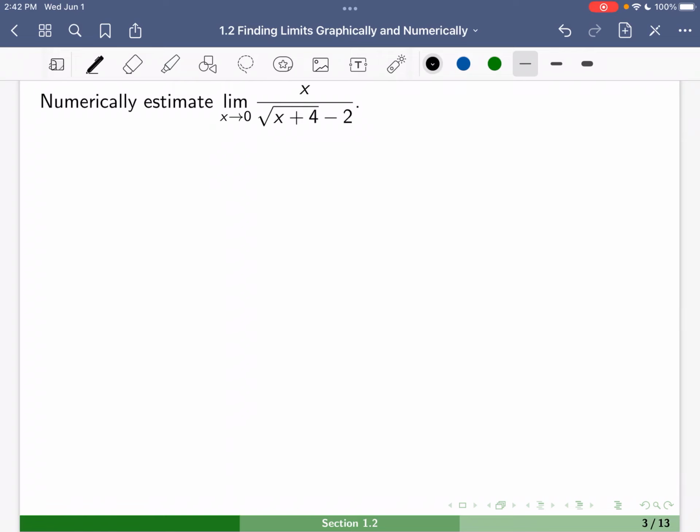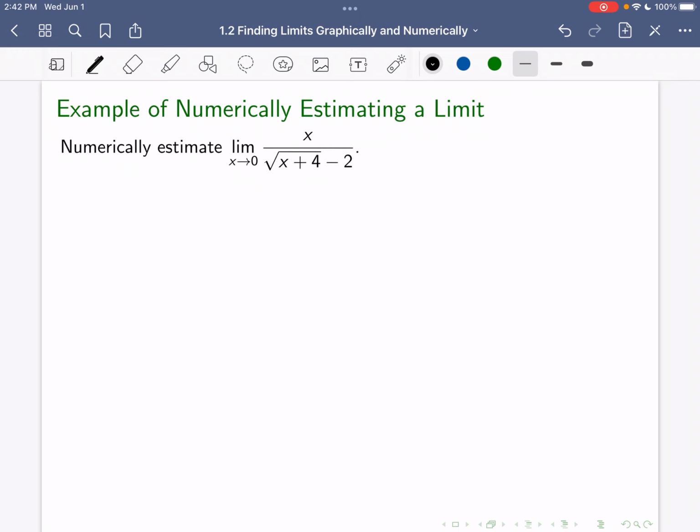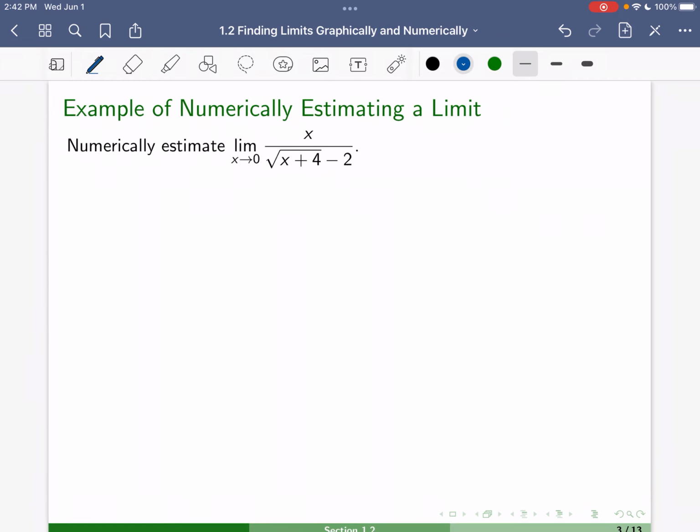In this video, we're going to continue taking a look at limits. And here we are going to look at an example where we are asked to numerically estimate the limit. Now, keyword here is the word numerically. That is going to tell us we should create a table. We're going to use a calculator, create a table of values to do this.